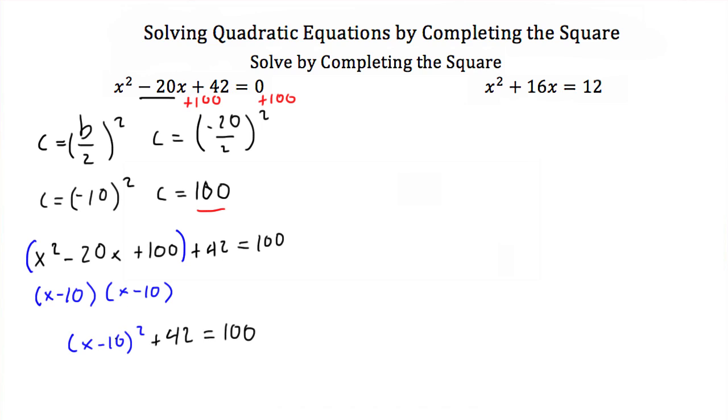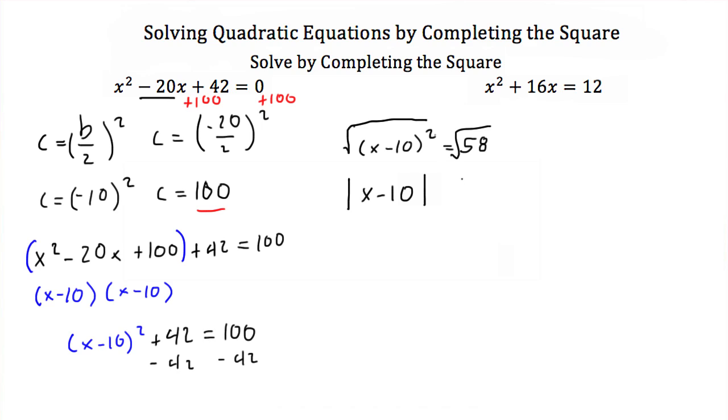Now that I'm done completing the square, I can actually solve this for x pretty easily using square roots. First, I'll subtract 42 from both sides. I'll end up with x minus 10 squared is equal to 58. My next step would be to square root both sides. Now if I take the square root of a square, I end up with the absolute value. So I have the absolute value of x minus 10, and that's equal to the square root of 58, which is not a perfect square, so I'm just going to leave it as the square root of 58.